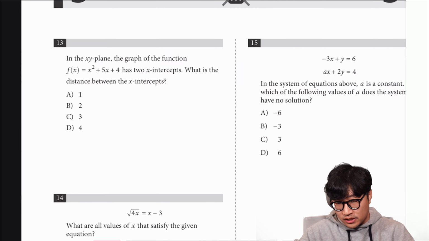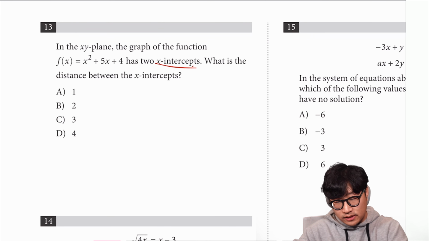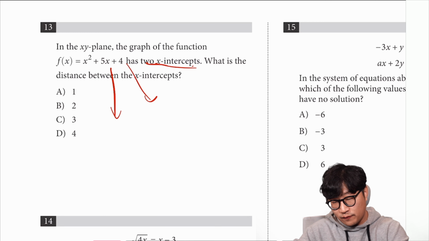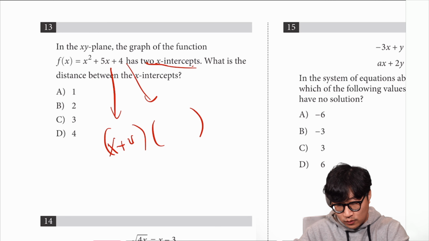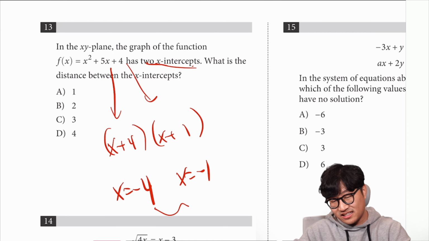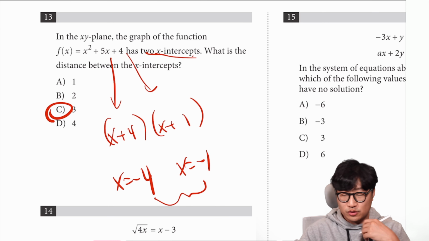Next, number 13, xy plane. It's got 2 x-intercepts. Yeah, it's going to have 2 x-intercepts. What is the distance between the two? If you factor that, that'll be x plus 4 and x plus 1. So x is equal to negative 1, x is equal to negative 4. There is a difference of 3, so the distance between the two should be 3.